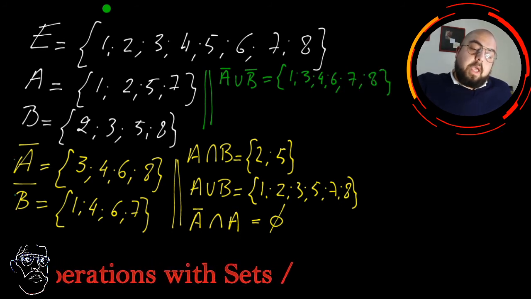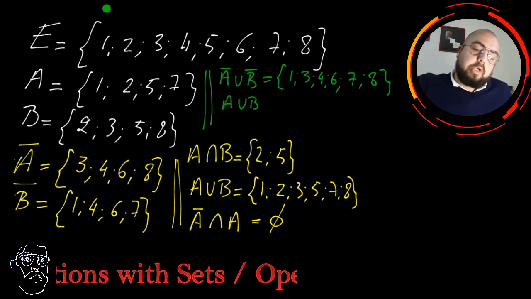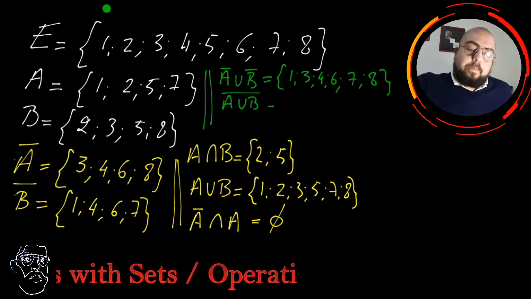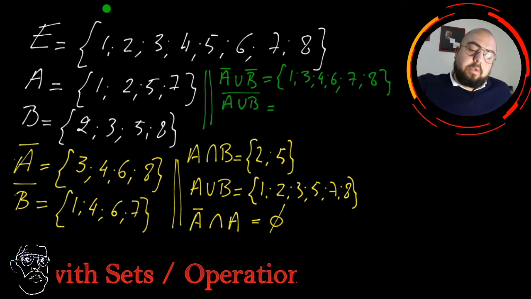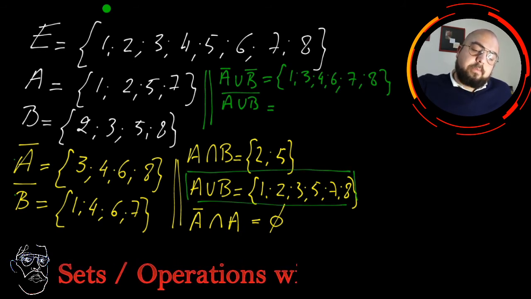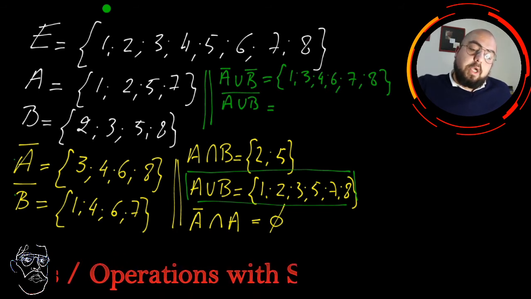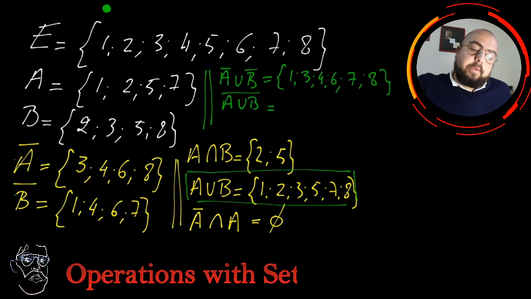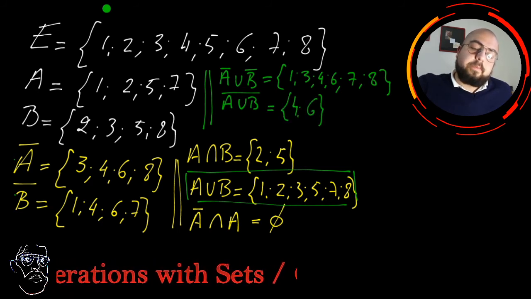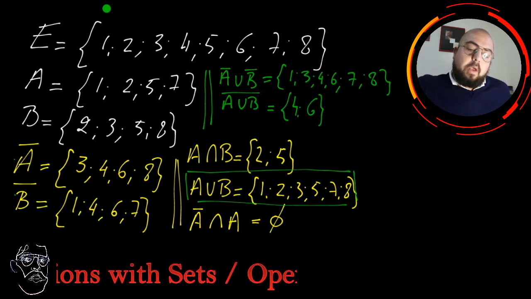Alright. In case you had to find out the complement of A union B, you need to find out A union B first, which is here, and then the complement regarding, of course, the set E. So 1, 2, 3, you have the element 4 and then the element 6. So this is the complement of A union B.